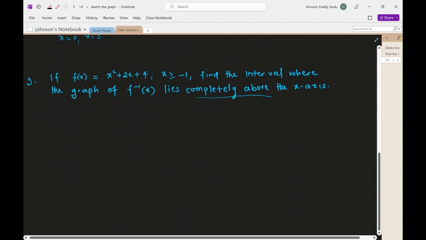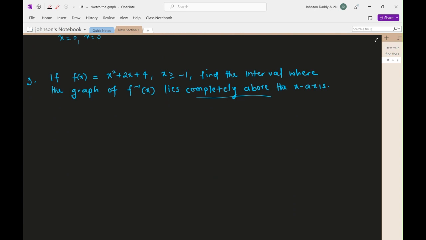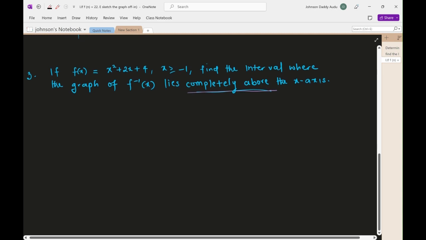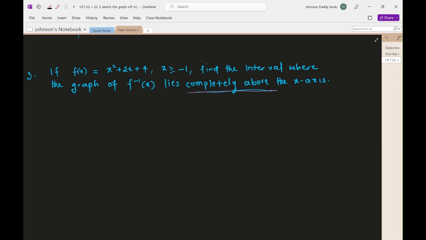The last question is saying that if f of x equals x squared plus 2x plus 4, where x is greater than or equal to minus 1, find the interval where the graph of f lies completely above the what? The x-axis. So here we're going to do it in 2 ways, so please stay tuned. Now, what's the first method? The first method is to graph this function. Just graph the function, just like we did now.